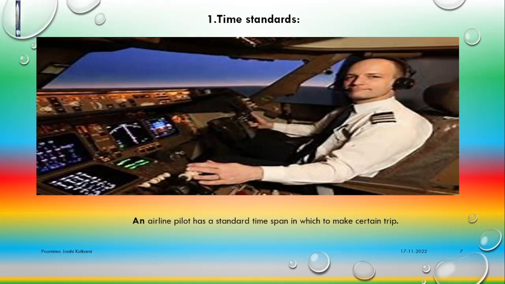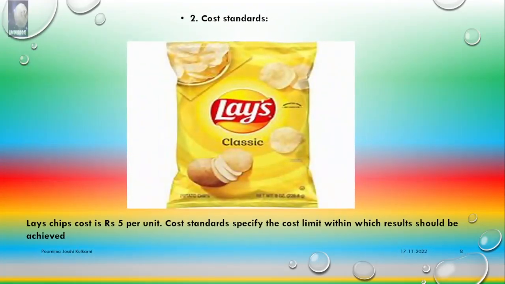Time standards. For example, an airline pilot has a standard time span in which he makes a certain trip. Cost standards. For example, Lay's, Maggie, biscuit packets. Lay's chips cost rupees 5 per unit. Cost standards specify the cost limit within which the result should be achieved, because biscuits, chocolates, Maggie, Lay's, these are all purchased by kids for kids. So the price is a limitation here. The price is a standard here. It should not go beyond this price.